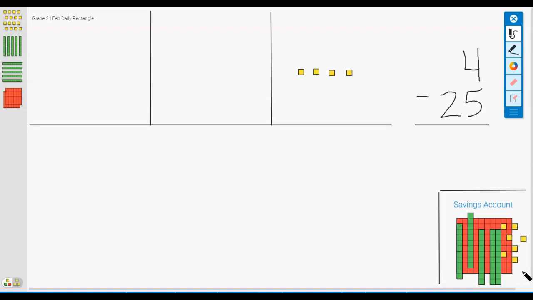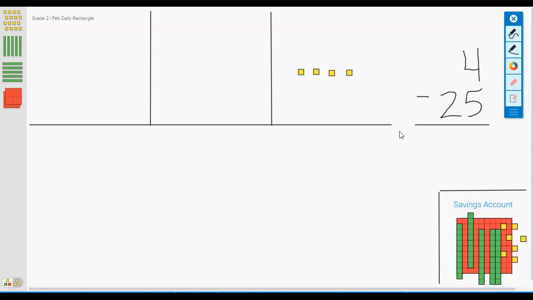Yeah, no, it says I need to take 25 pieces away. But if I only have 4 pieces, can I take 25 more? Thumbs up or thumbs down? I should see a thumbs down. I can't take 25 away because they aren't there. They're not there for me to take away. So what do you think I could do to solve my problem? Any ideas?